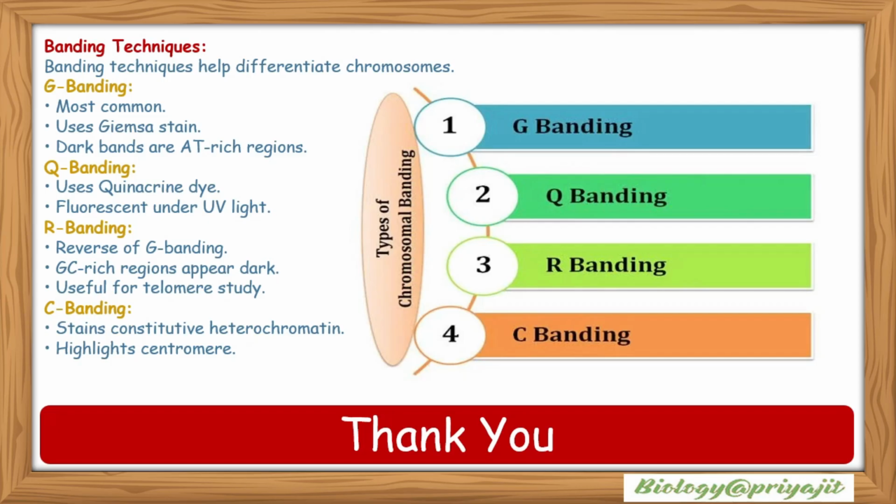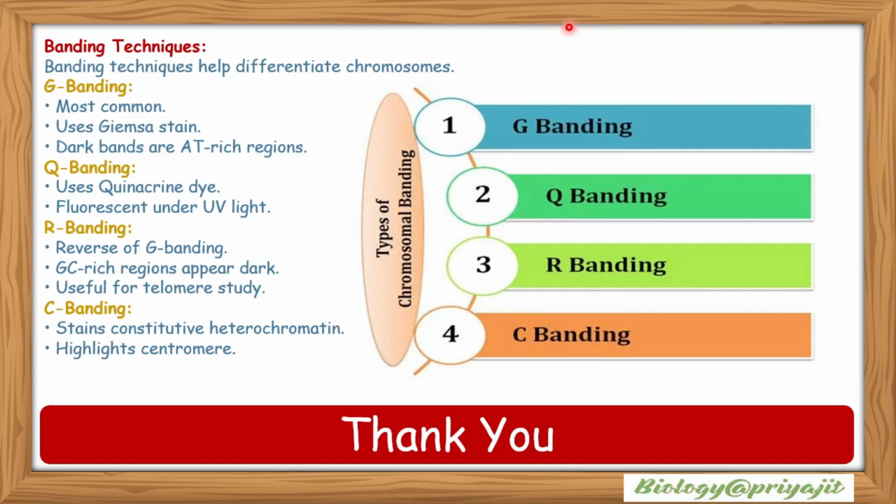G banding is the most common, which uses Giemsa, and dark bands are AT rich regions. Q banding uses quinacrine dye, fluorescent under UV light. R banding is the reverse of G banding. GC rich regions appear dark and it is useful for telomere study. C banding stains constitutive heterochromatin and highlights the centromere.